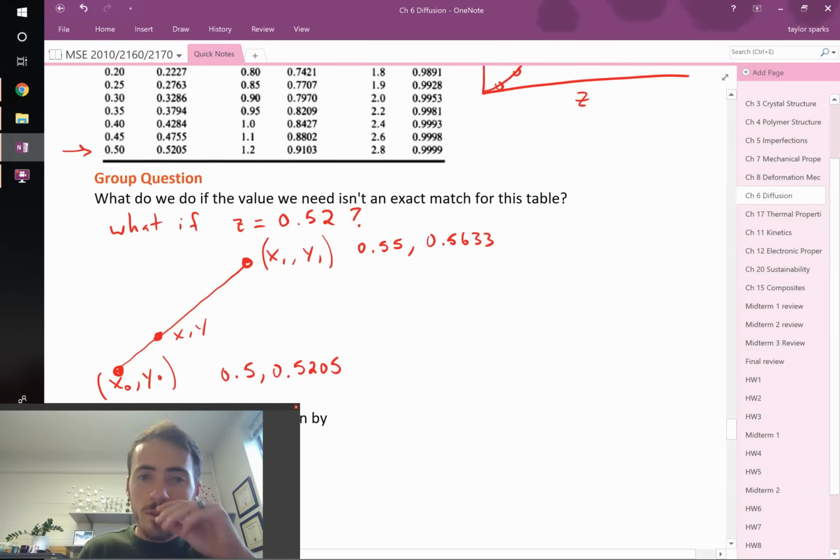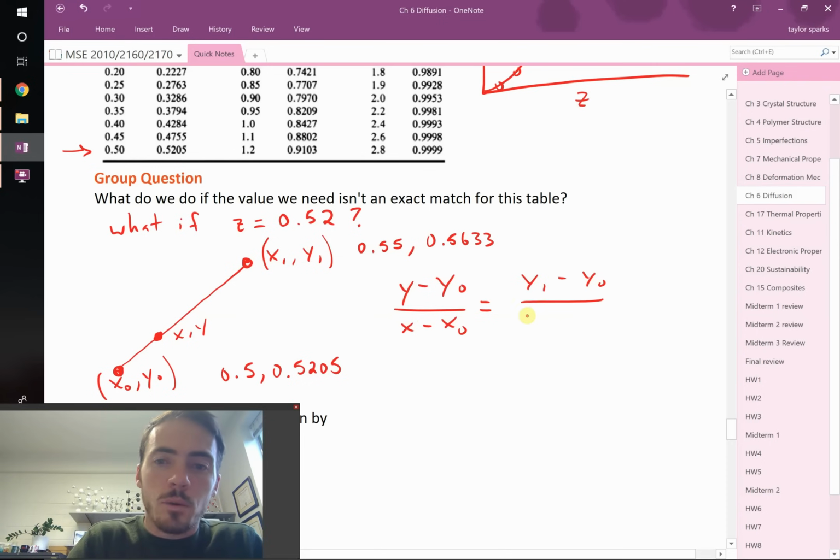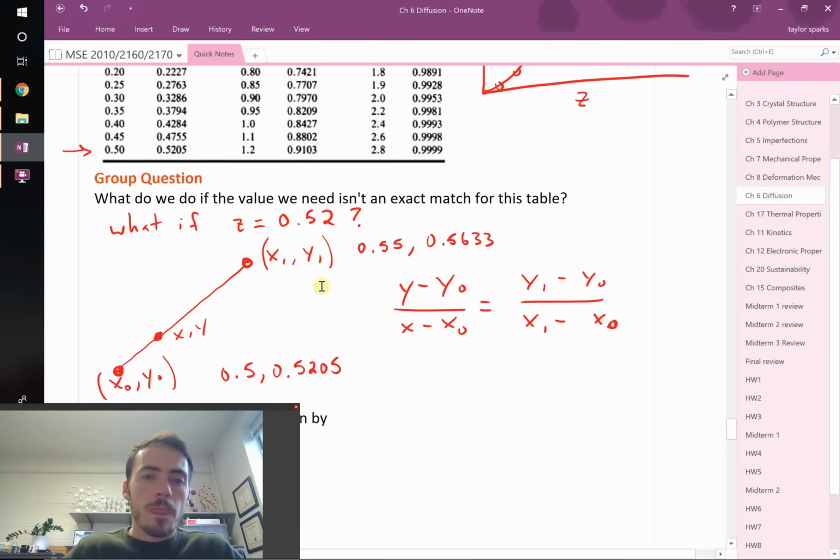The expression for the linear interpolation is as follows, and you could do this yourself just by figuring out the slope and stuff, but if you want an easy formula, it's right here. (y minus y naught) divided by (x minus x naught) equals (y1 minus y naught) divided by (x1 minus x naught). So for us, we could start plugging things in here. We want to solve for y. We know what x is. Sorry, I switched names. I should have called it z, but z is 0.52. We want to find out what the error function is there, okay?